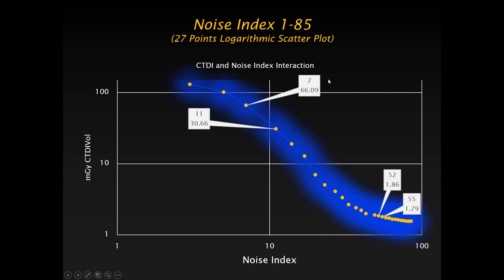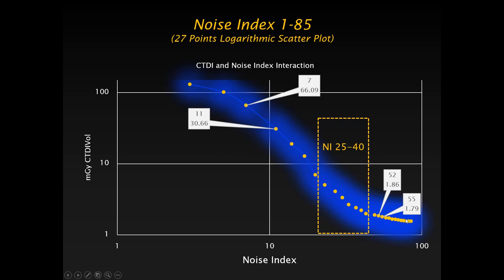So twice the exposure for a change of 4. You take that same change from 52, I get 1.86 milligray, and 55, I get 1.79 milligray. Right, so these are essentially the same number and a similar spread, right? So what that means is that you'll want to build your protocols here where the noise index is less sensitive. Over here, subtle changes or failures to change will cause massive overexposures.